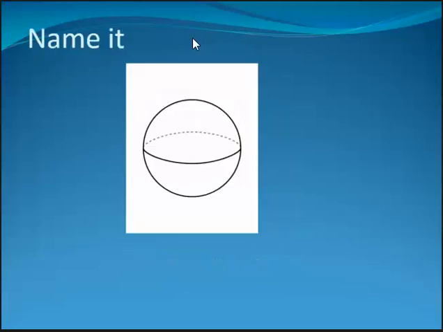Okay, this is not a polyhedron because it does not have flat surfaces, but you still need to know how to name it. We don't call it a ball in geometry. It looks like a ball, but the geometric name is sphere.